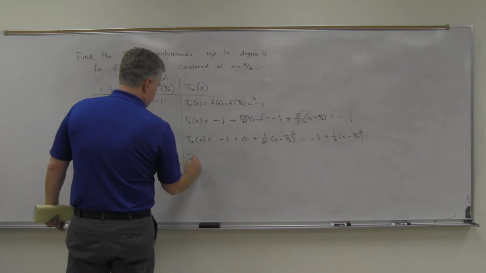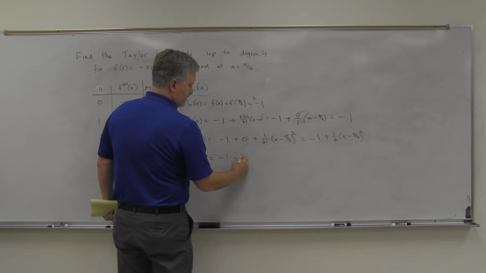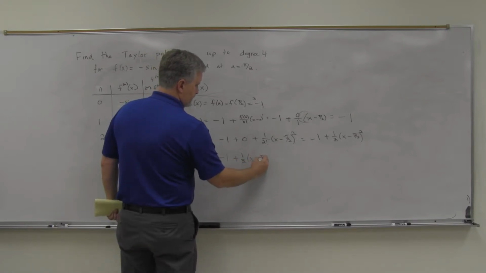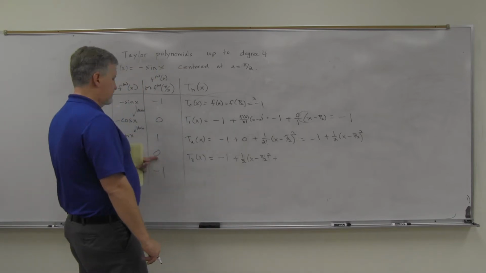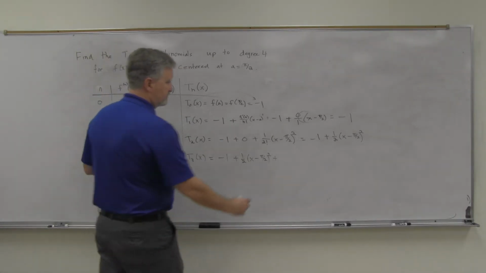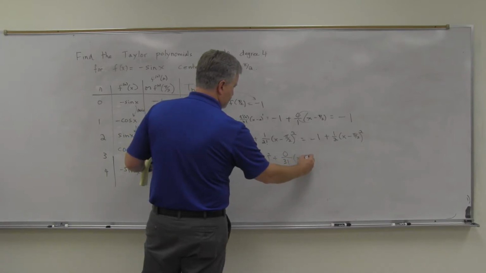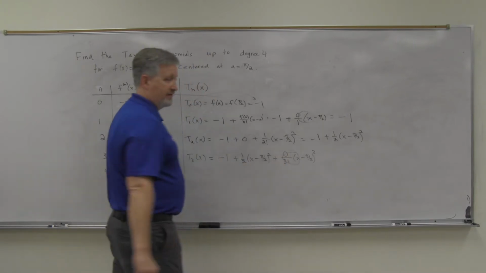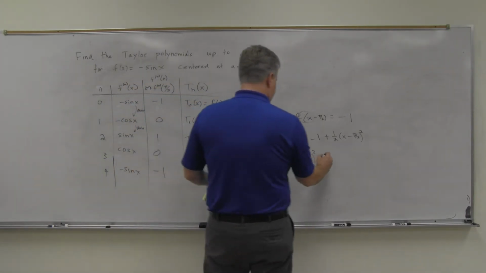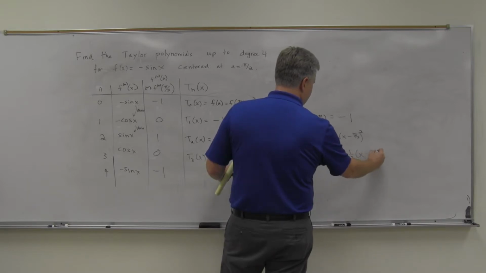What happens at T3 of x? Well, take that, that's to n equals 2, and then do the n equals 3 term. Well, the third derivative is 0 over 3 factorial times x minus pi over 2 cubed. But again, that's zeroing out. And so we're left back with the very same thing we had started with, if you will.